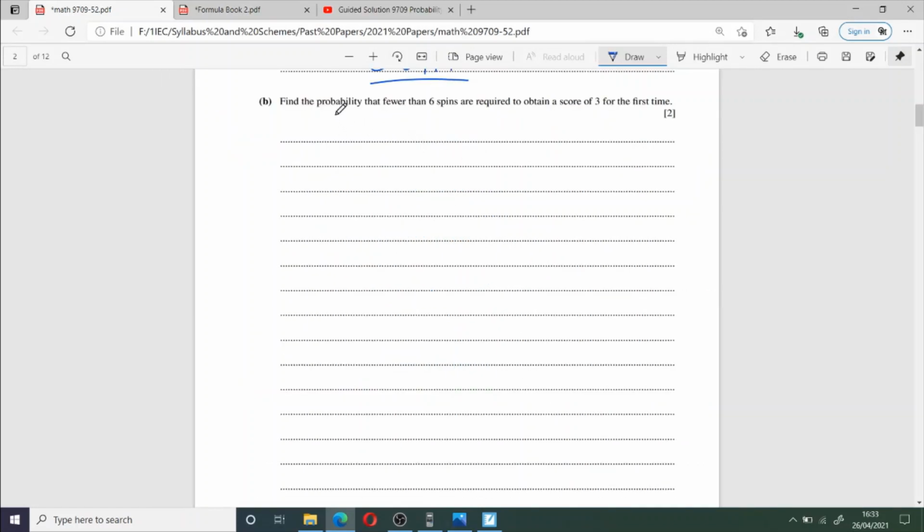In question B, we're asked to find the probability that fewer than 6 spins are required to obtain a score of 3 for the first time. If that's fewer than 6 spins, that means within the first 5. So probability of a success in the first 5.